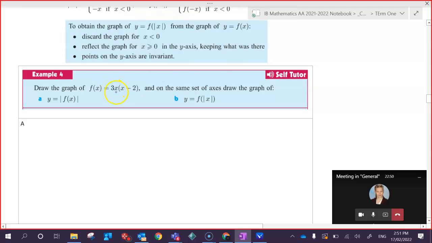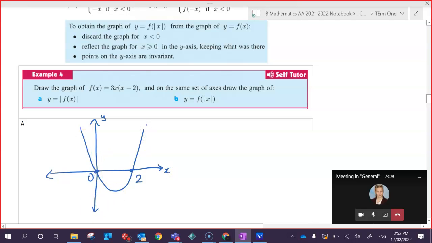Draw the graph of 3x times x minus 2. What sort of graph have I got? Parabola. What are my intercepts? 0 and 2. Happy or sad? Happy. Nice. So this is going to be pretty easy to draw. I'm sketching it so I'm not losing too much sleep over it. That's good enough, right? That's my f of x.